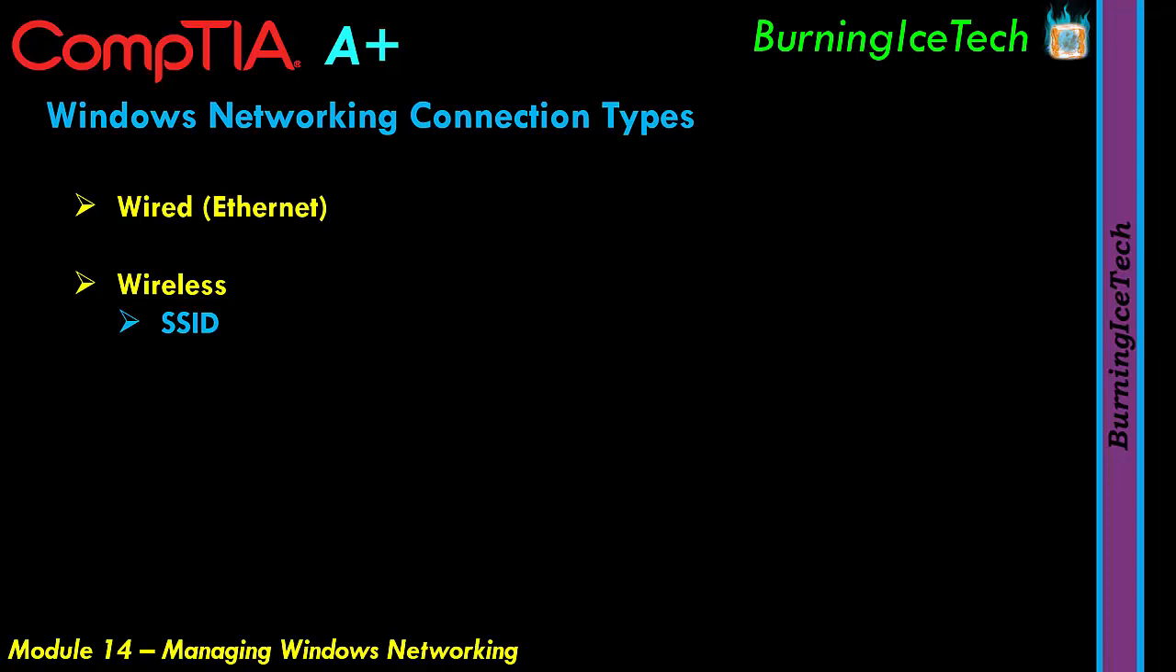This can be anything. You can call it whatever you want. You can call this Banana Town if you really want to. So if I want to call this BurningIceTech and you go with your laptop and come near enough to my network, you would essentially see a network that is listed as BurningIceTech.